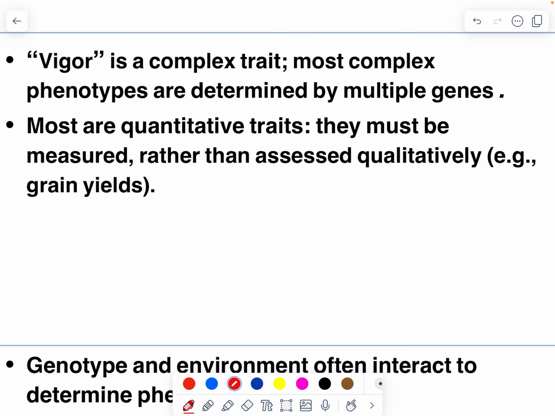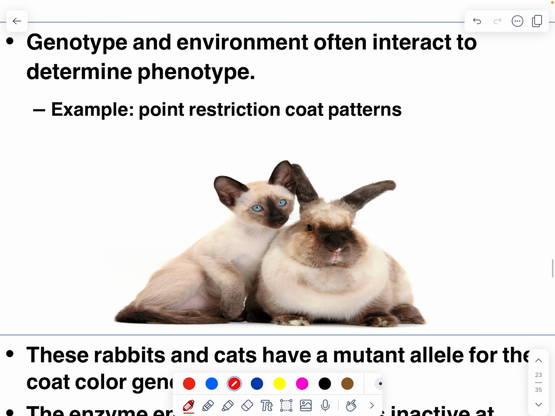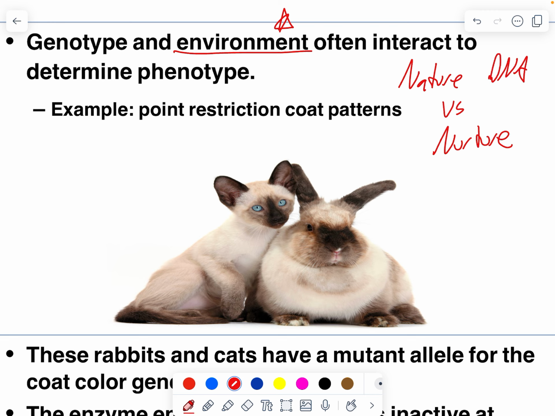It's a complex trait. Multiple genes are usually at work. Genotype and environment often interact to determine phenotype. Environment. So this is all like nature versus nurture. What determines who you are? DNA or your environment? What you surround yourself with? How you live your life? And it's both, but nature and how you live your life and environment has a big play.